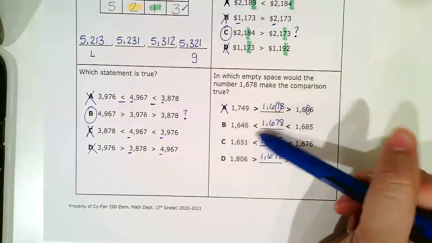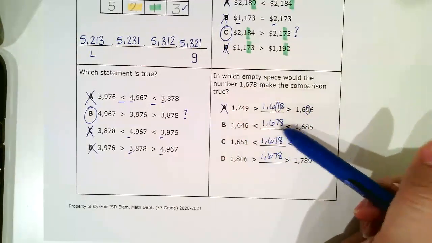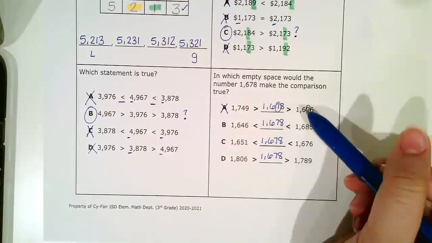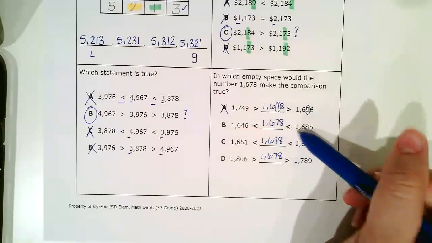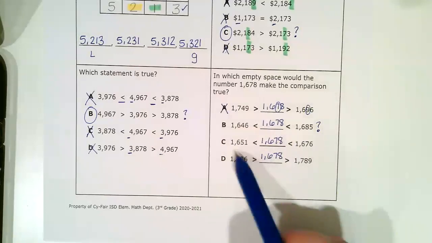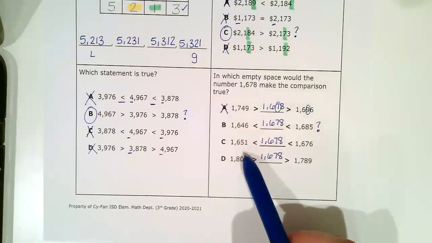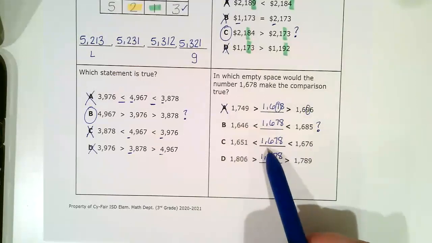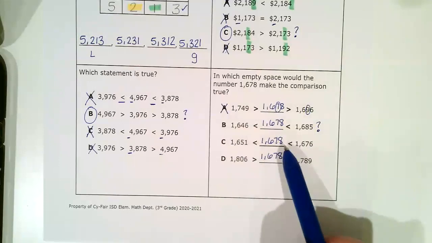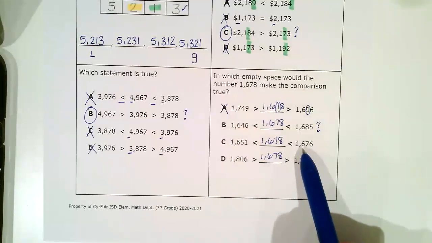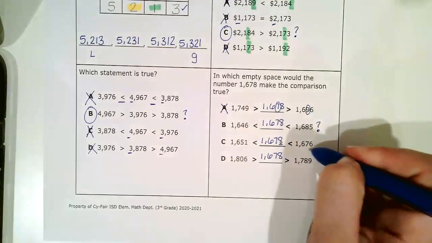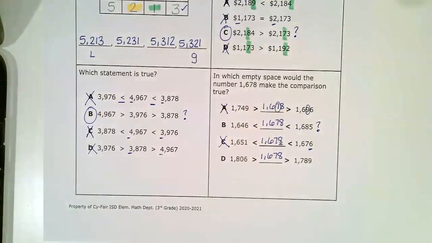1,646 is less than 1,678. No. The 4, oh, that's less than. So yeah, that would be right. 1,678 is less than 1,685. This is possibly. 1,651 is less than 1,678. Okay. 1,678 is less than 1,676. No, this one has an 8. This one has a 6. 8 is bigger.